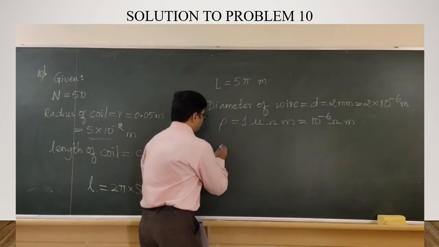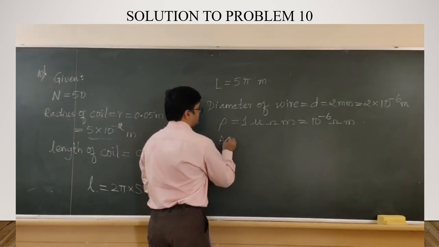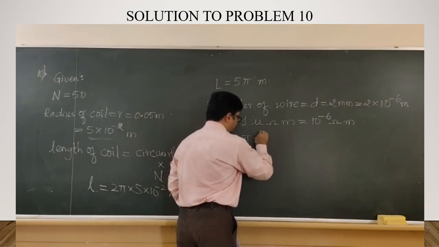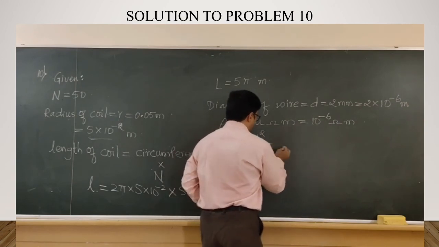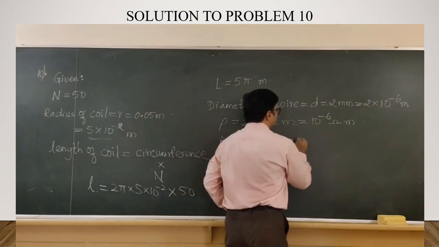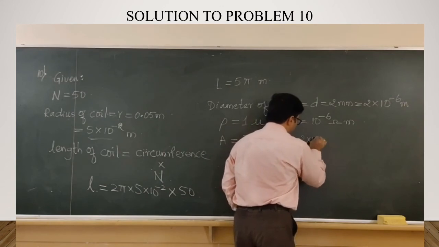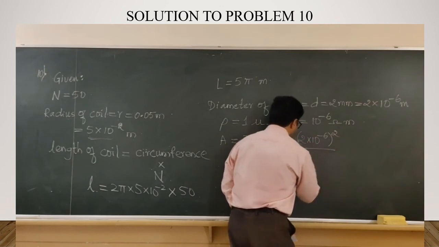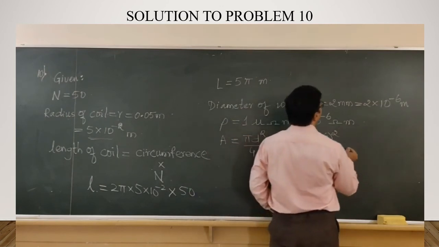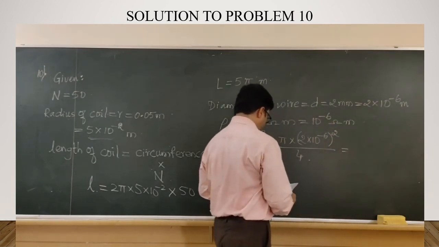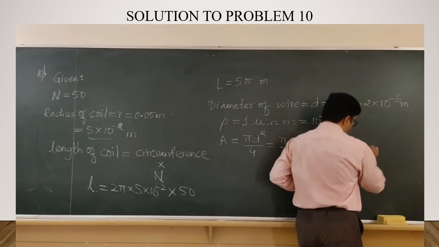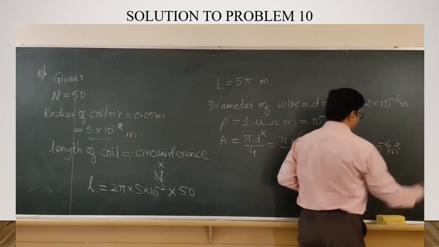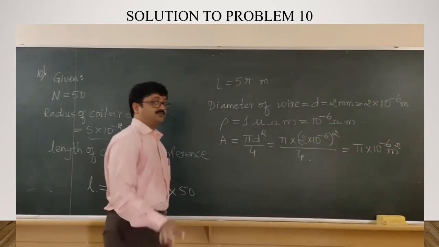So I know that the area of wire is equal to what? Pi into d square divided by 4, which is nothing but pi into (2 into 10 raised to minus 3) whole square divided by 4, okay? And this works out to be pi into 10 raised to minus 6 meter square.